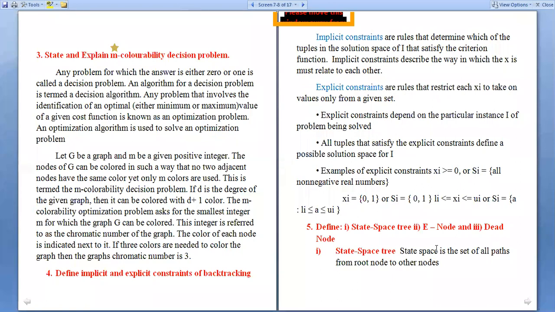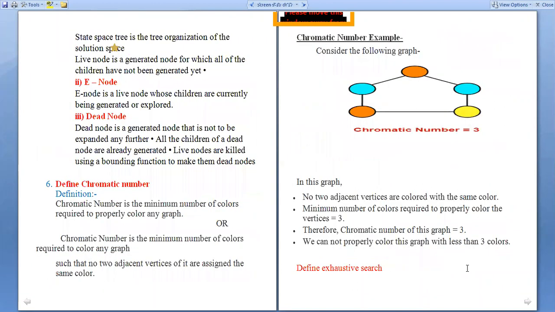Define state space tree, E node, and a dead node. What is a state space tree? What is the E node? And what is the dead node? The state space tree is the set of all paths from the root node to other nodes. State space tree is the tree organization of the solution space.